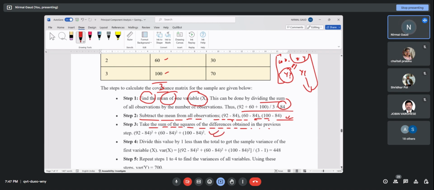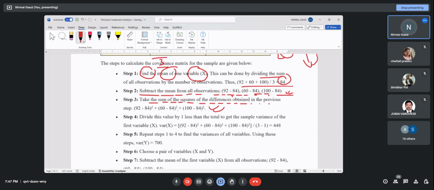Then divide this value by 1 less than the total. We get the sample variance of the first variable x. So sum of the squares divided by the total number of entries. These are 3 because we are having 3 students. So 3 minus 1, that will be 2. So do this. The answer is 448. So this is the variance, the sample variance.